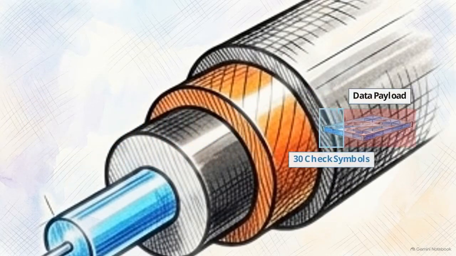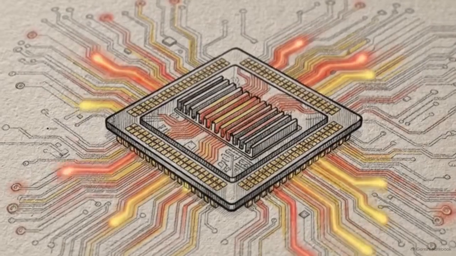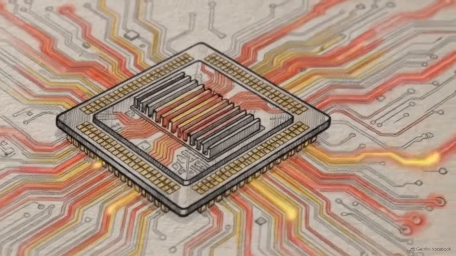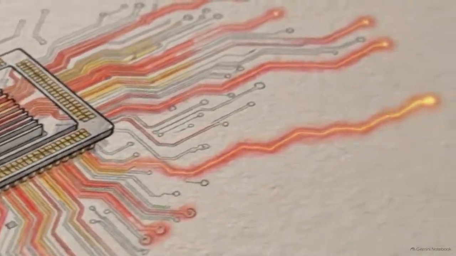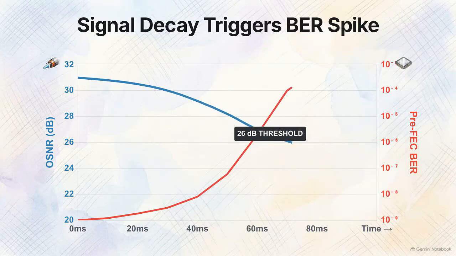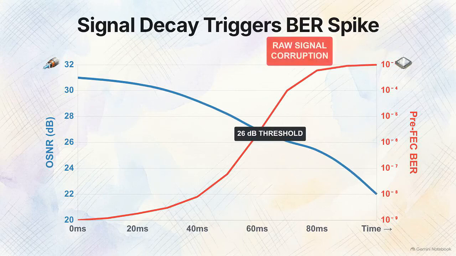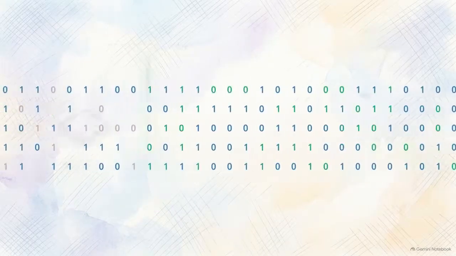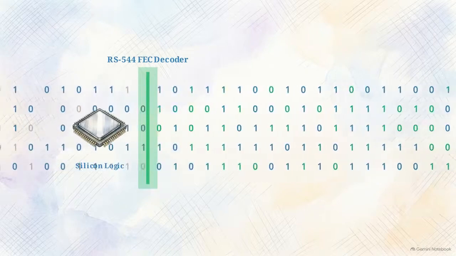Those 30 check symbols are the only protection for the data as it enters a noisy DWDM path that naturally degrades the physical signal. On the receiving end, the router pulls the noisy, degraded signal out of the DWDM network. As the OSNR drops toward that 26 decibel limit, the pre-FEC bit error rate spikes, indicating that the raw signal is arriving with significant corruption. The FEC decoder uses the 30 check symbols to deduce and replace the missing bits in real time.